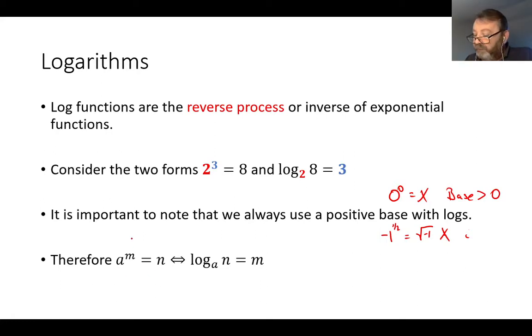This is the exponential function. There's the logarithmic function. Exponential functions tell me to do something: take a and multiply it by itself m times to get n. Whereas the logarithmic function asks me, how many times do I multiply a by itself to get n? And the answer is m times. And that's why the answer to the log is m, because that's the number of times I'm going to multiply a by itself in order to get n, the object that I'm getting the logarithm of.